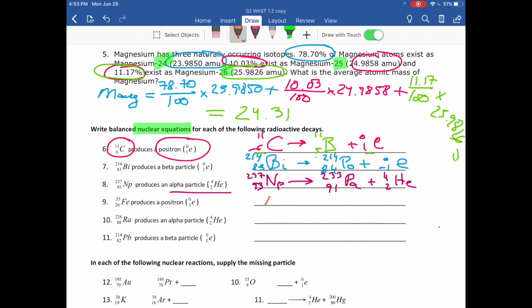Iron. So you have the iron here with a mass number of 55, and 26 is the atomic number. Okay, so here this yields and produces a positron. So you put the 0, 1, E. Okay, so now what atomic number plus 1 equals 26? 25. I go to the periodic table and I find the element that has 25 as the atomic number, and that's going to be Mn, manganese. So now what mass number plus 0 equals 55? 55. So 55 is going to be the mass number for manganese.